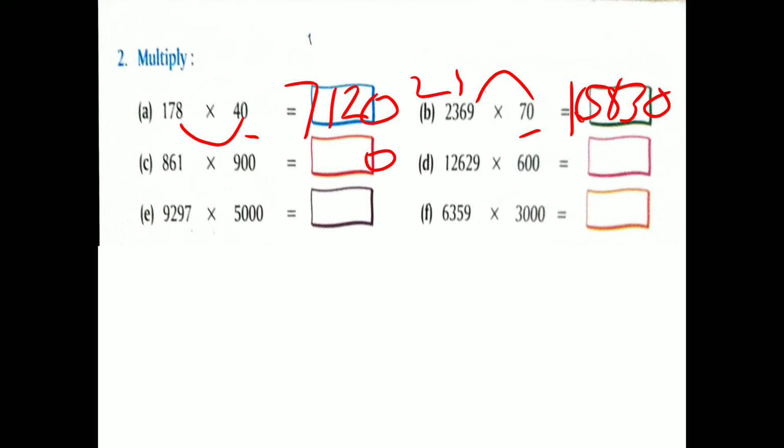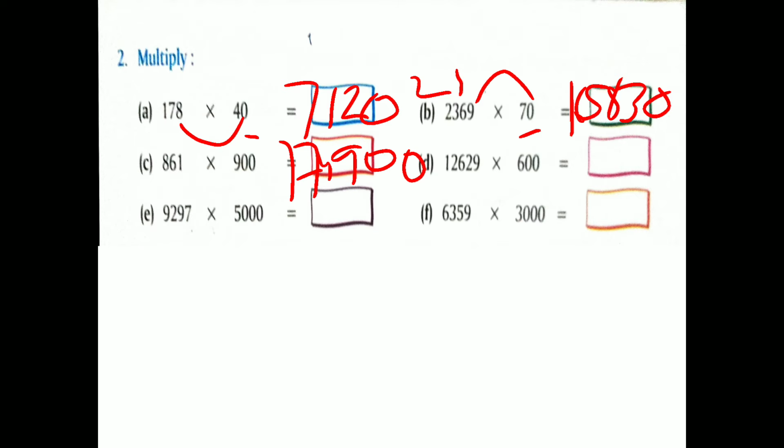Now C part, 900. So how many 0s is it having? 2 zeros. Now 9 1s are 9. 9 6s are 54. Clear? 9 8s are 72. 72 plus 4, it will be how much? The answer will be 77. Clear?